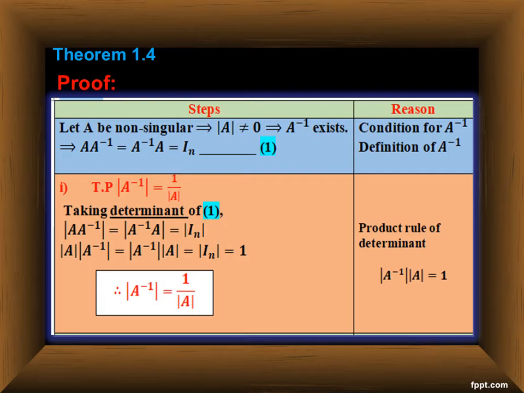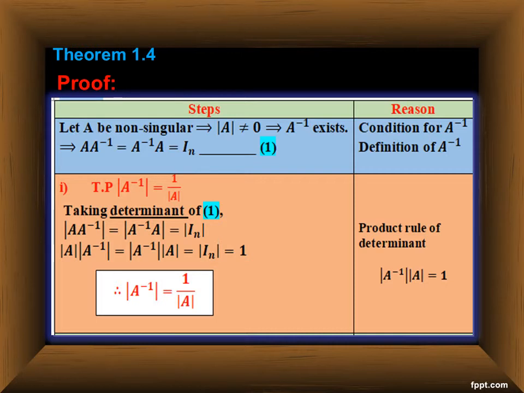Now, we need to prove determinant A inverse equals 1 by determinant A. Remember the first equation. So, take the determinant of the first equation throughout. We get determinant of A into A inverse equals determinant of A inverse into A equals determinant In. Using the product rule of determinants, we split the determinant into each factor, so determinant A into determinant A inverse equals determinant A inverse into determinant A equals determinant In.